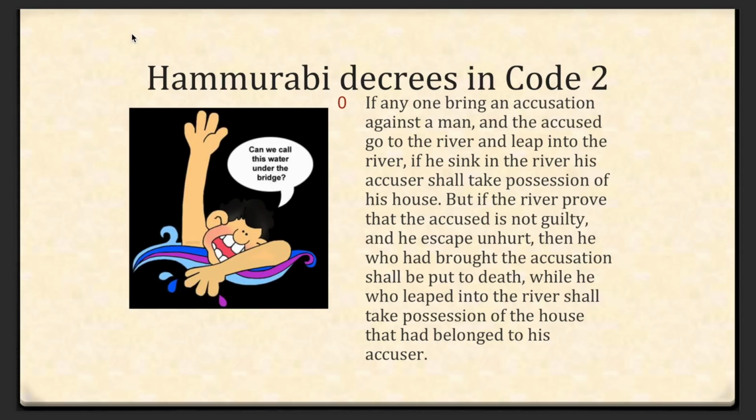So if person A accuses person B of a crime, person B jumps in the river. If they sink or if they drown, person A gets all of person B's stuff. But if person B survives and makes it out of the river unhurt, then person A is put to death for lying, and then person B takes all of person A's stuff. Again, kind of intense, but it makes sense to people in this time, right? It helps them follow the rules, know what their punishments will be, and it unites the empire into one strong Babylonian empire.